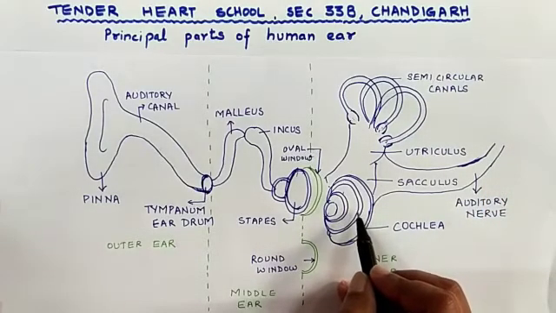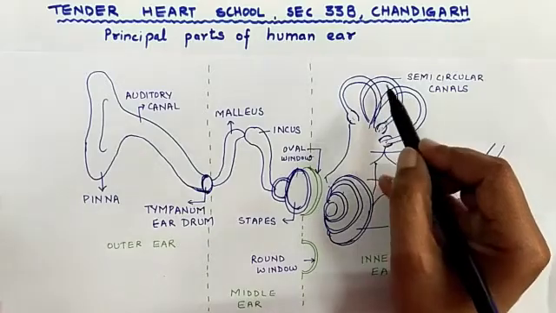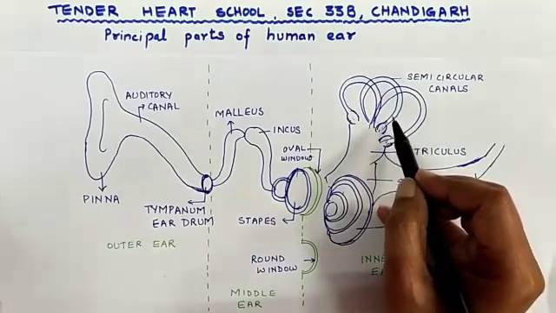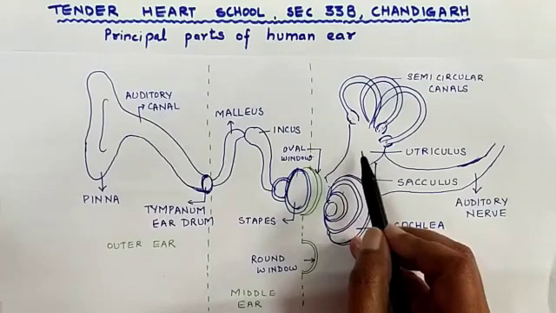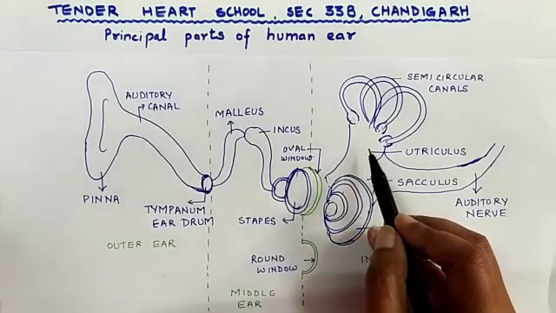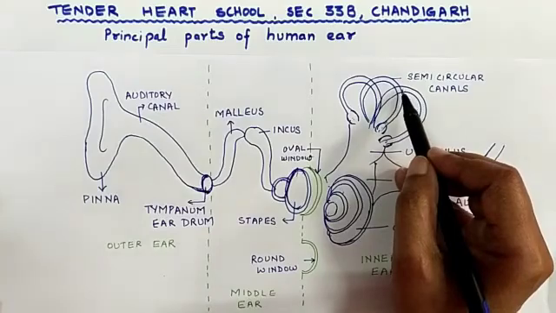The cochlea contains the sensory cells for hearing, and similarly in the inner ear we have the semicircular canals which contain the sensory cells for dynamic balance. The vestibule, that is utriculus and sacculus, contains the sensory cells for static balance. Static balance means when the body is at rest. Dynamic balance means when the body is in motion.